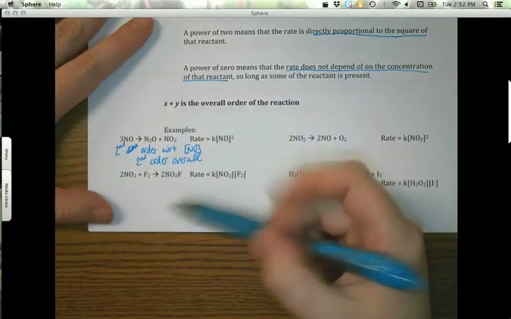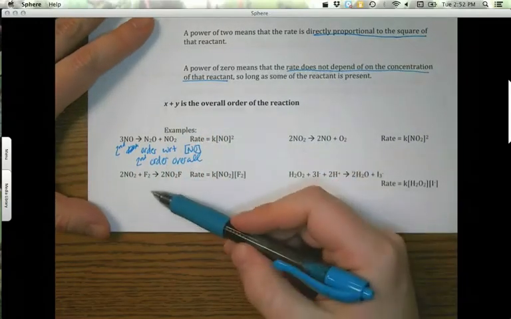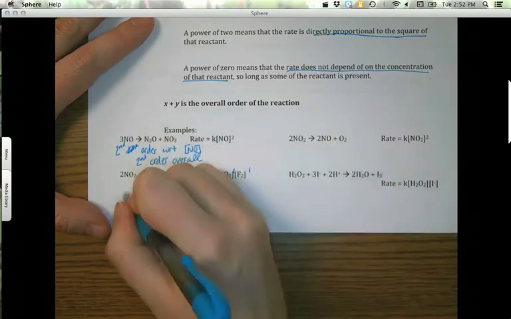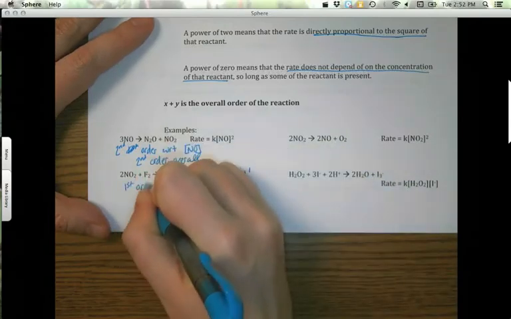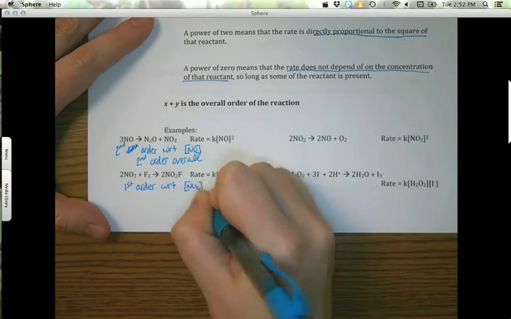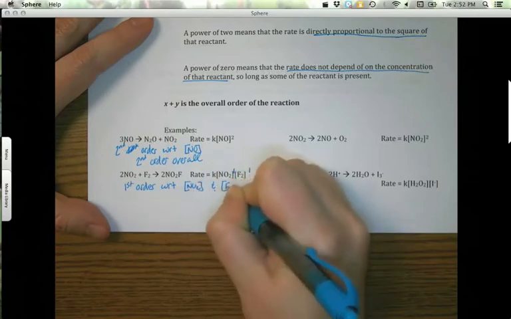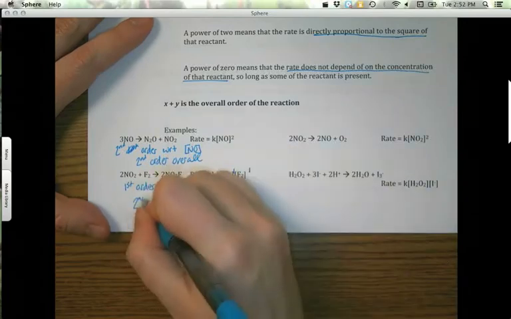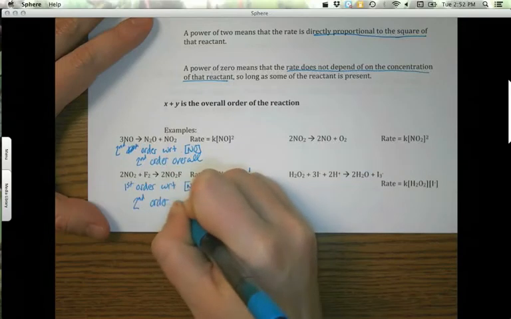Okay, let's look at this next one. We've got our reaction. We've got our rate law. These are understood exponents of 1. So it's first order with respect to the concentration of NO2 and with the concentration of fluorine, which means 1 and 1 makes 2. It's second order overall.